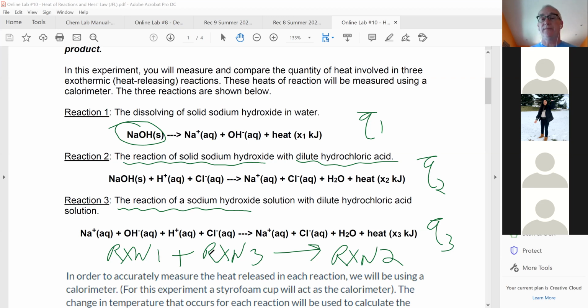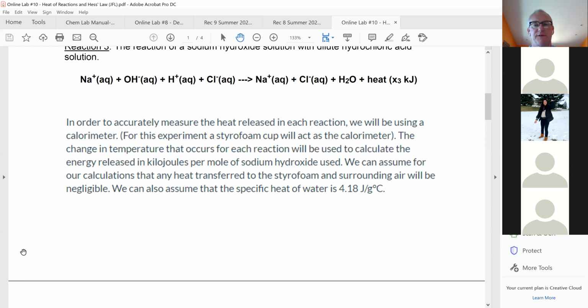So that's what we're going to do today in the virtual lab. We're going to do the first 2 reactions and the third one and see if we subtract, basically if we subtract Q2 from Q1, will that equal Q3? Which is the same thing as saying if I add together Q1 and Q3, will I get Q2? Okay? So then we'll do these 3 reactions. We're going to do them in little cute little styrofoam cups.